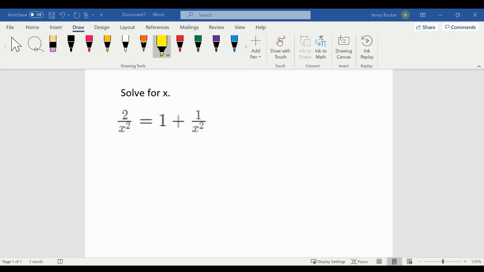We need to solve for x. We have a rational equation and our least common denominator. So our denominators are x squared, 1, and x squared. So our least common denominator is just x squared. So we're going to multiply both sides of our equation by that common denominator of x squared.